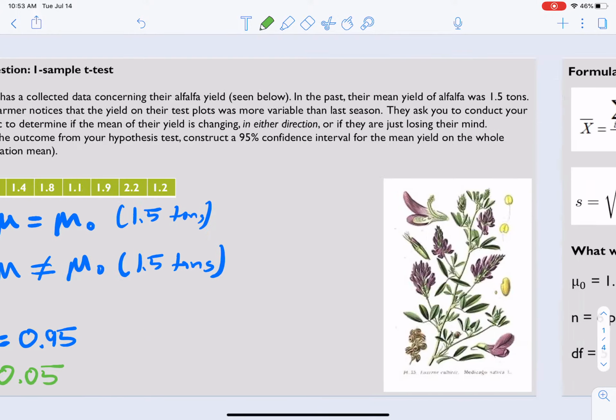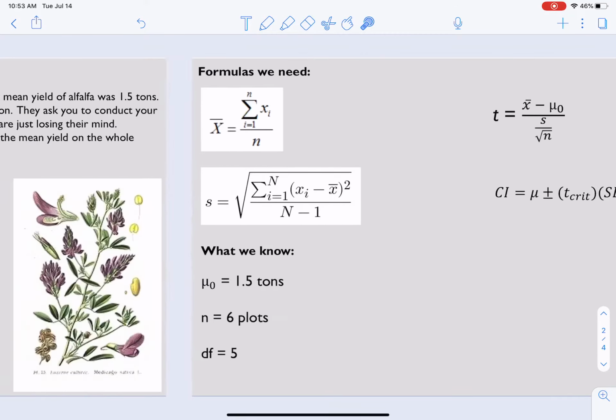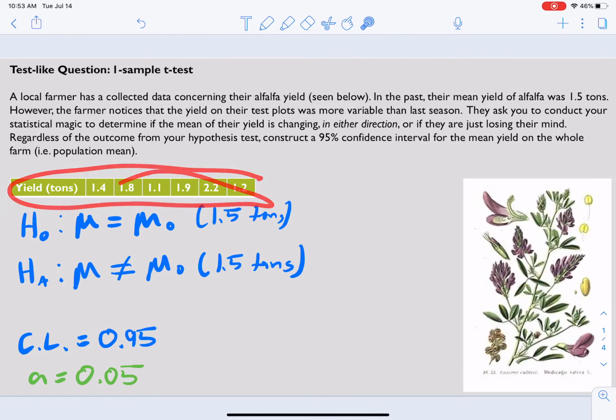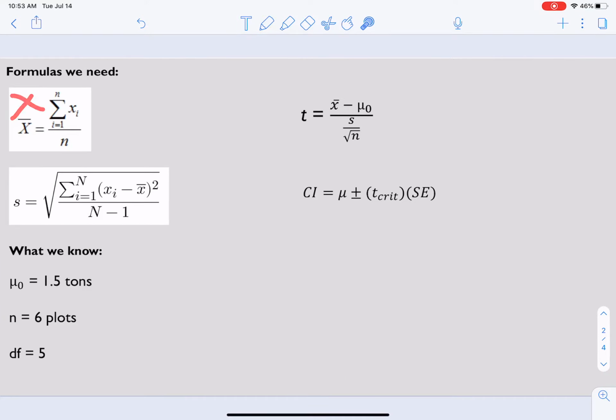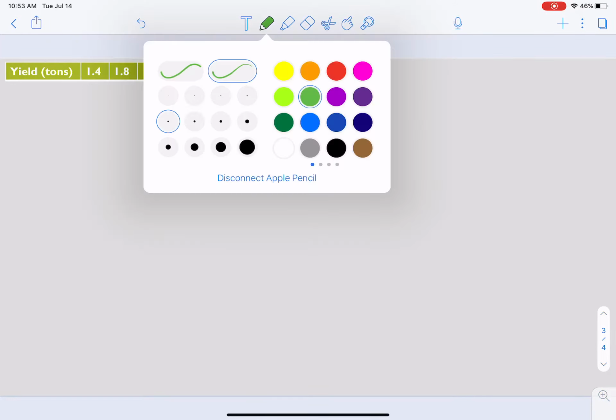Let's do some math. So here's what we need, because we only have the raw data here. We need to find the mean. We need to find the sample standard deviation, and then all the stuff for our hypothesis test. And here's what we know. I have the overall conclusions written out here, but I do not have the process. So let me just make sure I've got everything. Looks like I do.